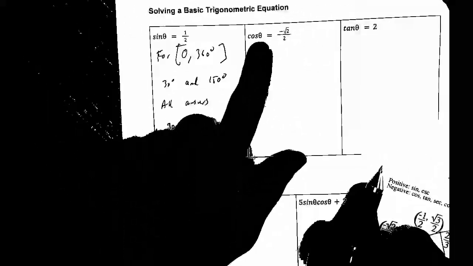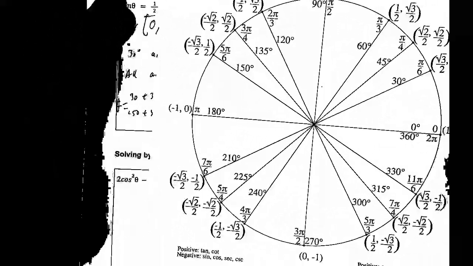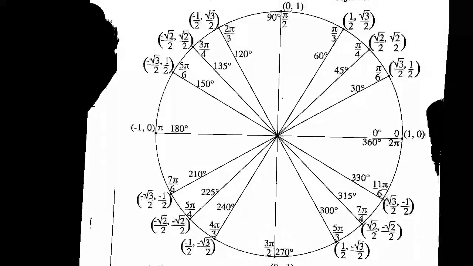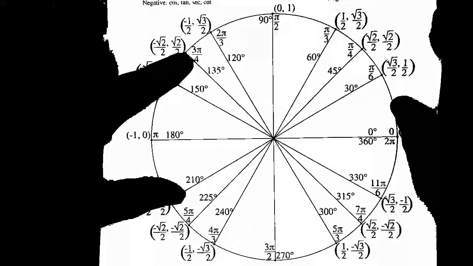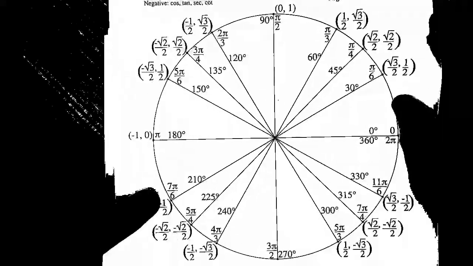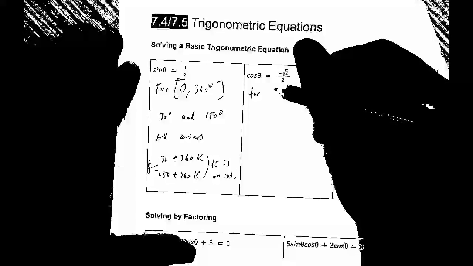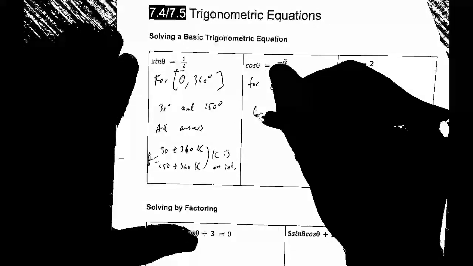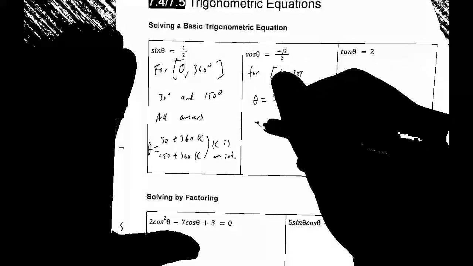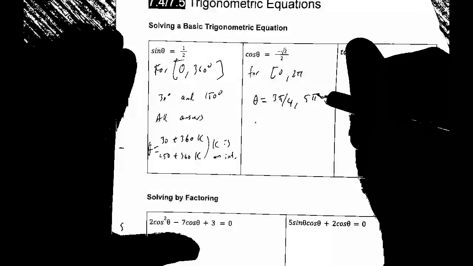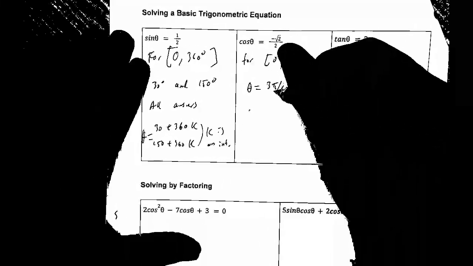Okay. Cosine theta, where is it? Negative root 2 over 2. So again, you will not be given a unit circle on your test, but you can fill out a blank one. Where is this true? Well, this is happening at 3 pi over 4, or 135 degrees, or 5 pi over 4, right? So maybe this would say for 0 to 2 pi, and so you would say theta equals 3 pi over 4 and 5 pi over 4, right? For all answers, you would just add 2 pi k, okay?